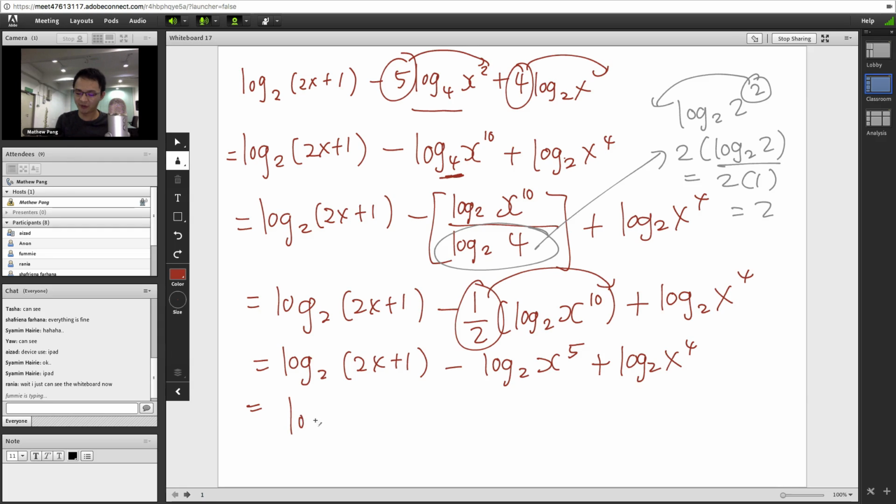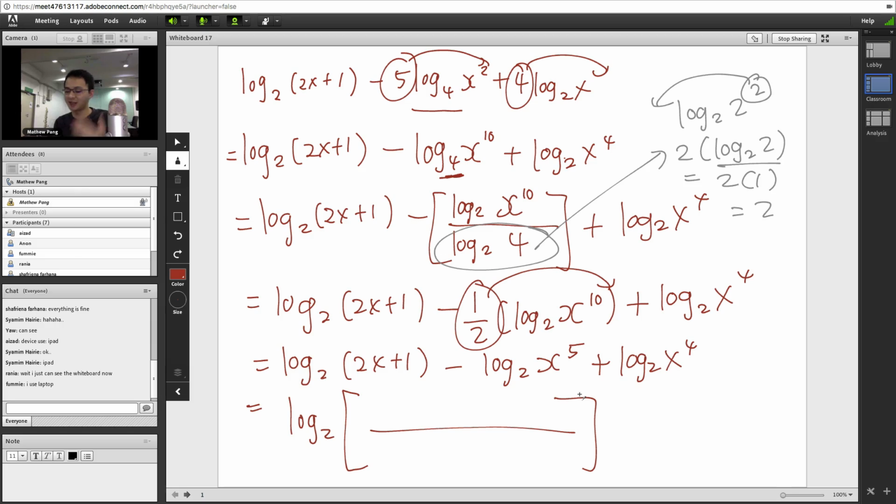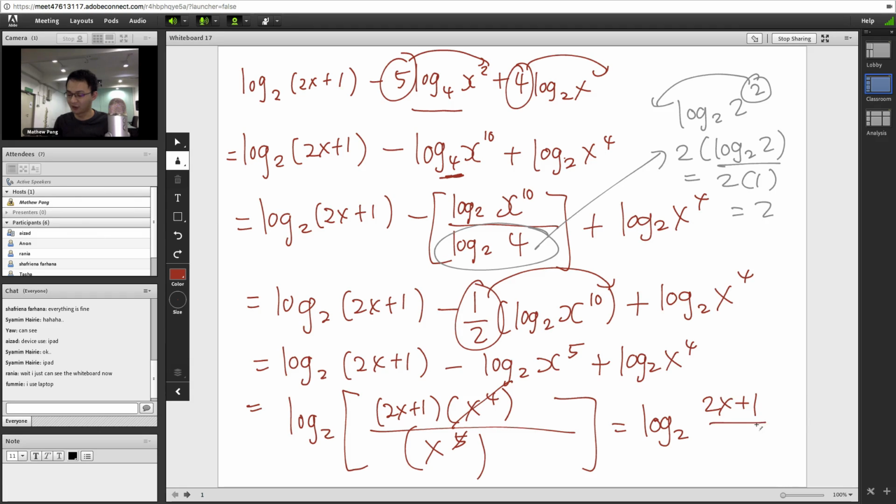So what I will do is factorize out the log 2. Whatever is minus will go at the bottom, whatever is plus will go on the top, because plus means multiply and minus means divide. So this is 2x plus 1, and then x power 4 over x power 5. Definitely x power 5 and x power 4 you can simplify, you are left with x. So your final answer should be log 2 of 2x plus 1 over x. Okay, this one should be your final answer.